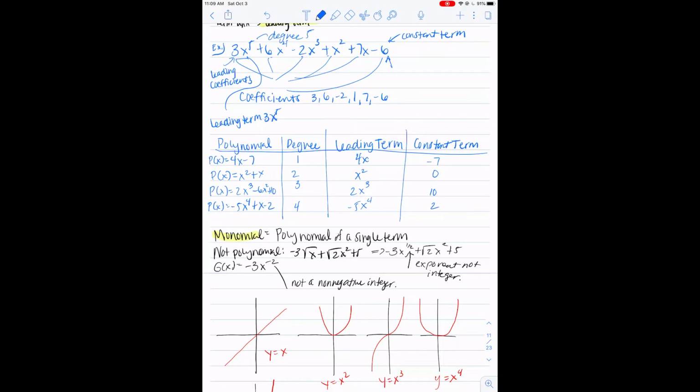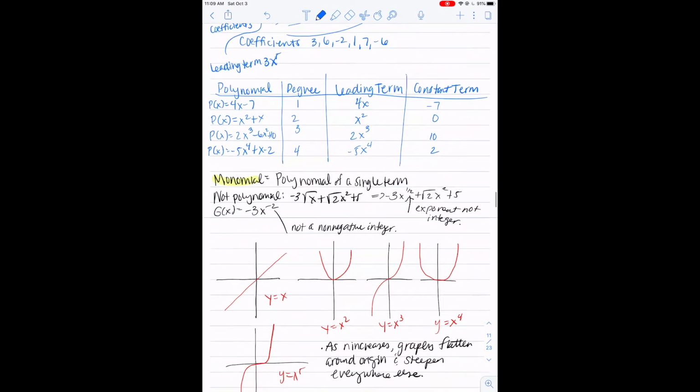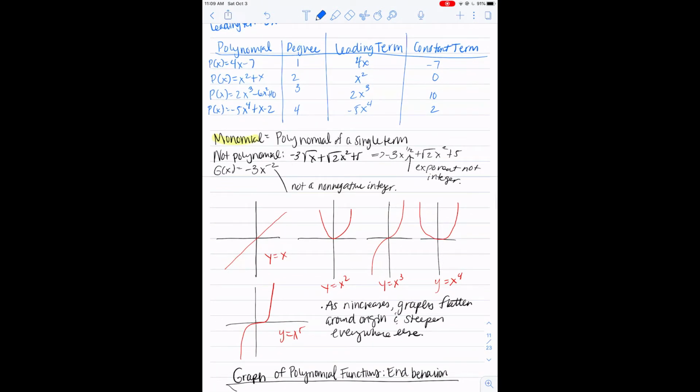So here are some more examples of polynomials, their degree, their leading term, and their constant term. For example, 4x - 7 is degree 1, because the x is to the first power. For x^2 + x, our leading term is x^2, and for 2x^3 - 6x^2 + 10, our constant term is 10.